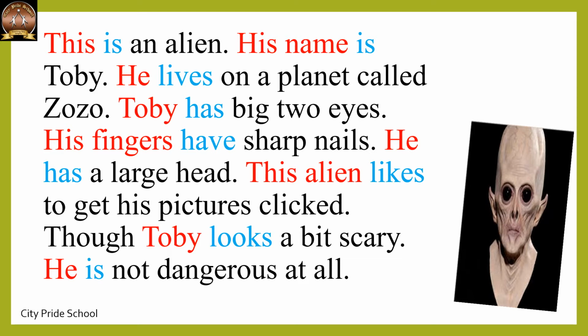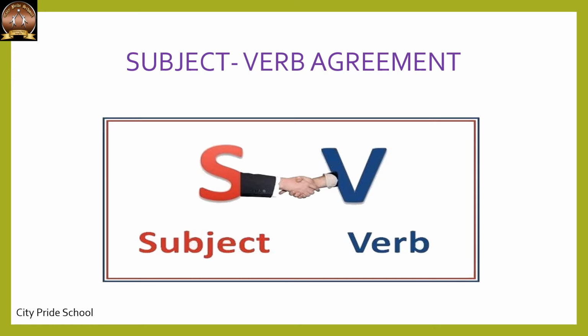And the words in blue are the verbs. So can you guess the topic? What are we going to study? Yes, it is subject-verb agreement. So why do you think it is important to have subject-verb agreement? Because without it, the readers may get confused. So to form correct sentences, subject-verb agreement is very important. So let's learn a few rules of subject-verb agreement.